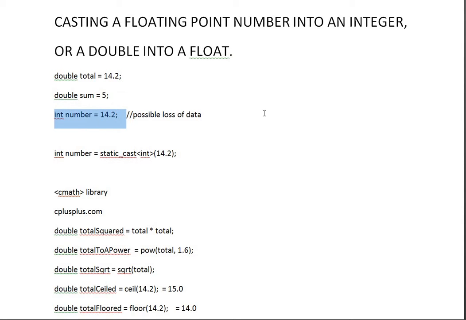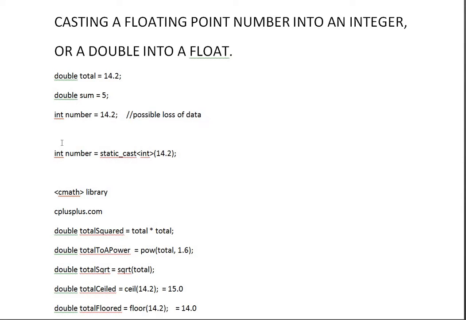Here's where we run into an issue. If I say int number equals 14.2, well, the compiler says 14.2 is a double. An integer cannot have any decimal places, so I'm going to have to throw away the 0.2. It will do the conversion for you, and the answer will be number is equal to 14, no decimals. However, the compiler gives you a warning that you have a possible loss of data.